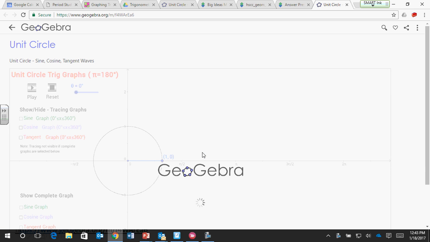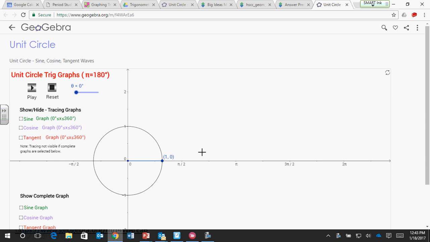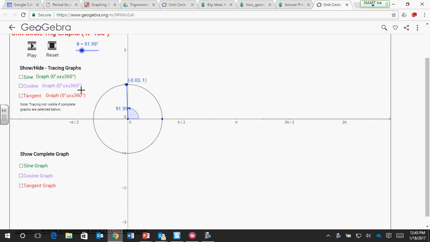So this GeoGebra worksheet, or activity, or applet, has a unit circle. And what we're going to do is work our way around that unit circle and figure out what's happening to these values as we go. Now remember, with an ordered pair x, y, what does x stand for? The cosine of theta, okay? And the y stands for the sine of theta, okay?